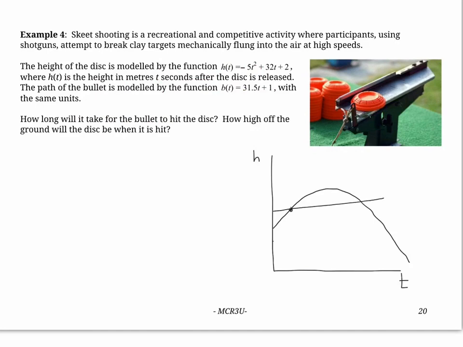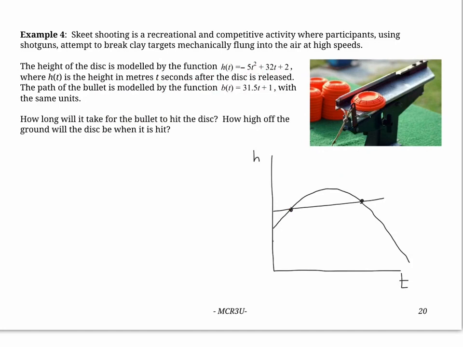Now, there should be 2 points of intersection. They might both be positive, or one of them might be negative and one positive. The question is how long will it take the bullet to hit the disc? If our graph is correct, it should hit right here. So let's take a look at the math and then we'll check if our graph is correct.